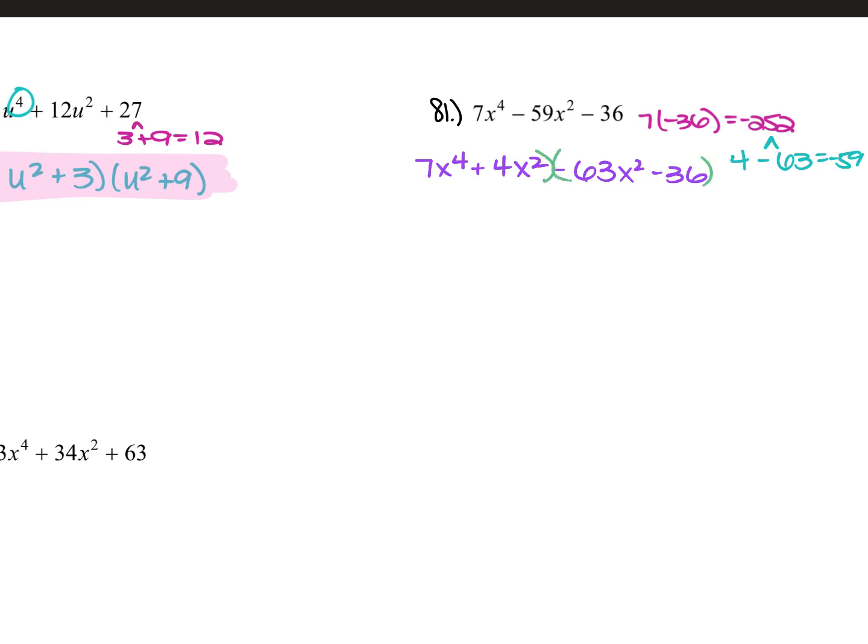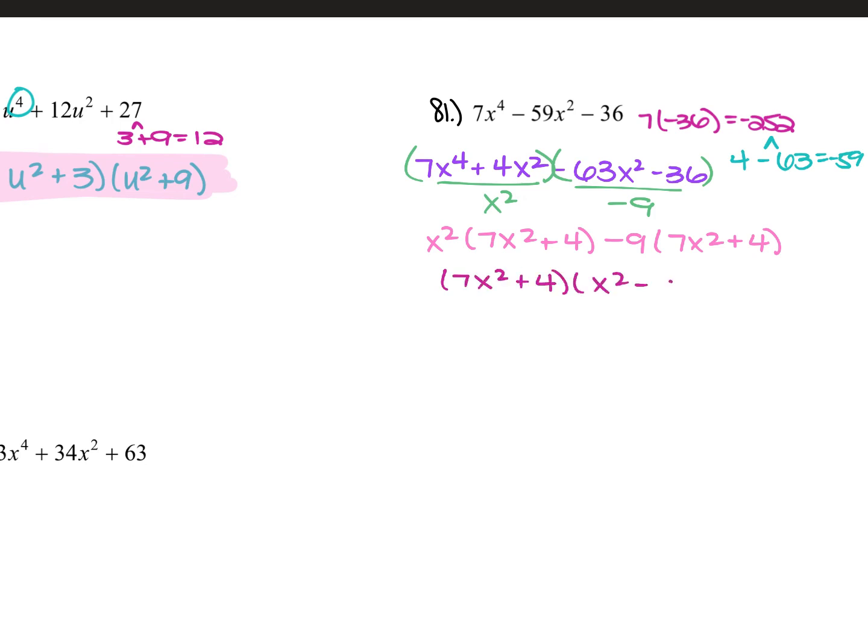We're going to factor this by grouping. From the first, we're just factoring out an x squared. From the second, we're factoring out a negative 9. So this gives us x squared times 7x squared plus 4 minus 9 times 7x squared plus 4. We're going to rewrite this as 7x squared plus 4 times x squared minus 9. Check for any difference of squares. You can take the square root of that x squared. You can take the square root of the 9. There's subtraction between them. So this factors even more to be 7x squared plus 4 times x minus 3 times x plus 3.